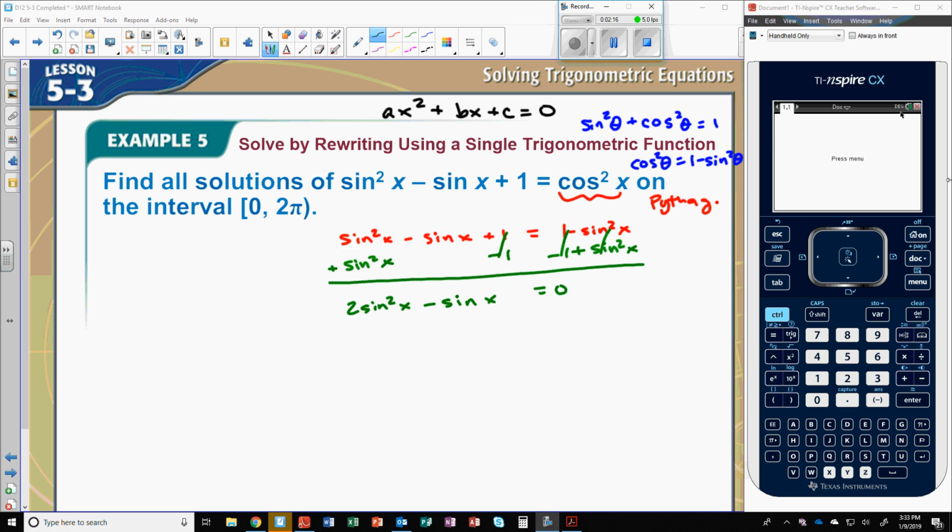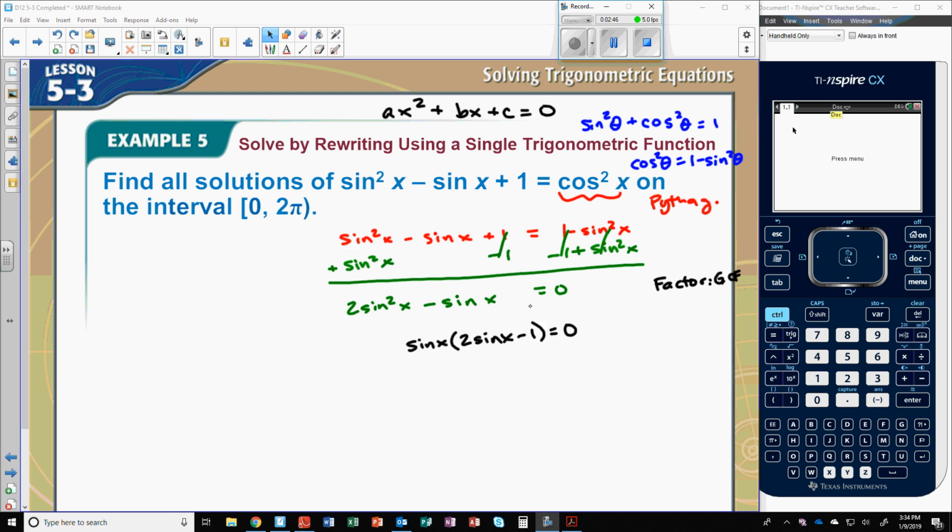And so now I'll just factor to solve. This has a GCF, so I want to factor by GCF. What do I mean by that? They both share sine x, so I will factor that out. It's kind of like reverse distribution. If I divide this by sine x, I'm left with 2 sine x. And then here, sine x divided by sine x is 1. That equals 0.